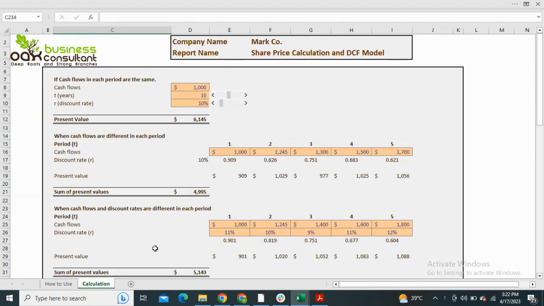Moving on to the calculation sheet, it states the present value in three different scenarios. The first scenario states the cash flows in each period are the same. The second scenario states when the cash flows are different in each period. And the third scenario states when the cash flows and discount rates are different in each period.